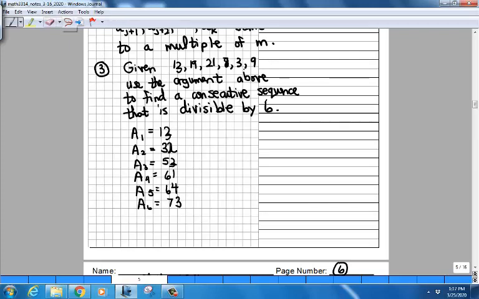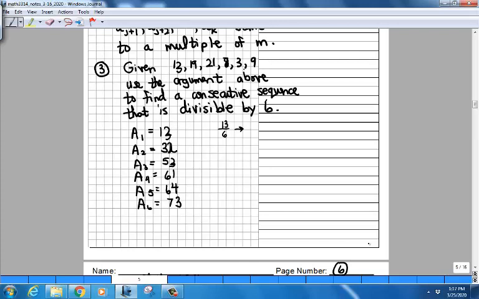So now we have to extend our logic from that previous argument. What does that logic say at this point, since none of the partial sums is divisible by 6? It says take all of your partial sums and divide them by 6, and see what your remainders are. Not what the quotient is necessarily, but what the remainder is.